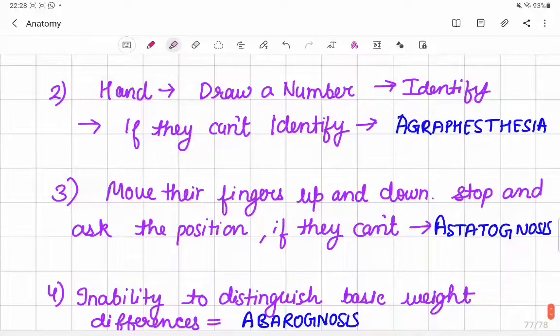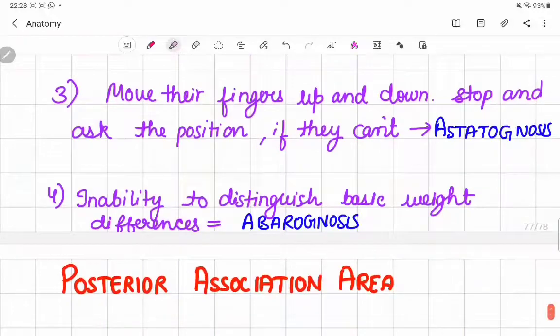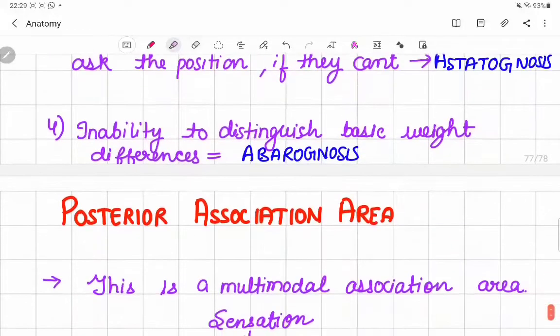Now the next clinical condition is when we are moving their fingers up and down. For example, if we take the hand of the patient and move his fingers up and down rapidly, and suddenly we stop and ask whether the finger is on the upside or the downside, and they can't recognize it, then it is called astatognosis. All right, and the last is the inability to distinguish basic weight differences. For example, if you put a dumbbell in one hand and a marker in the other hand, he or she will not be able to tell which hand bears more weight. So this condition is called abarognosis.